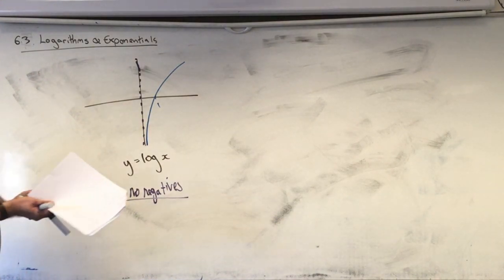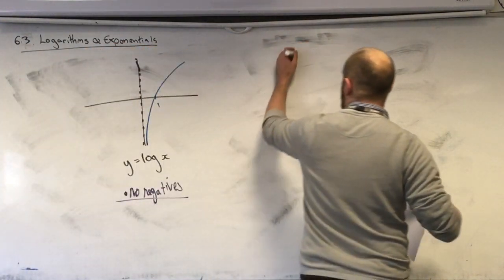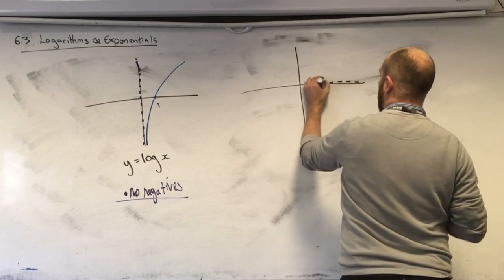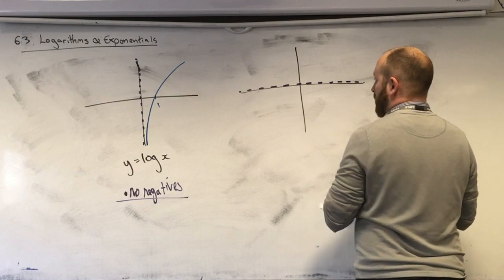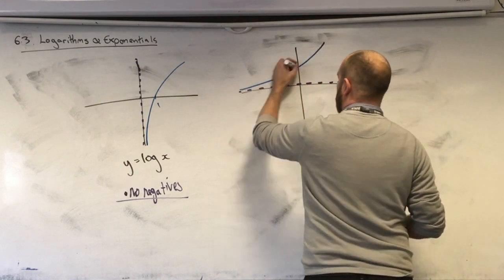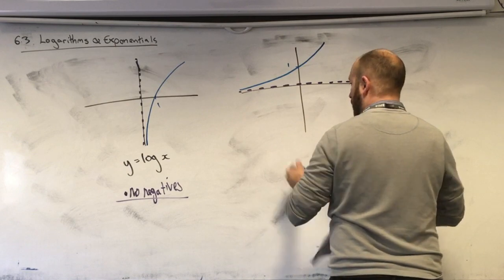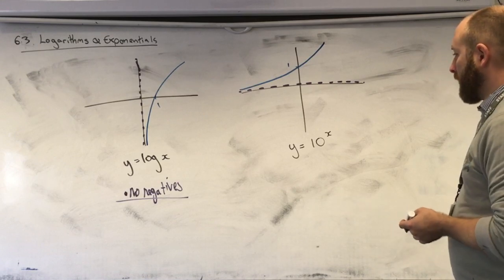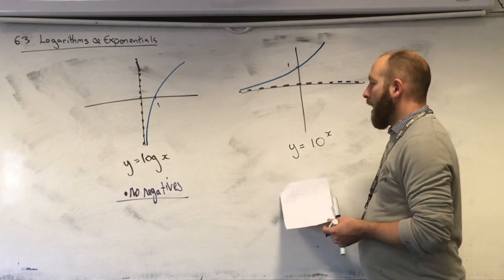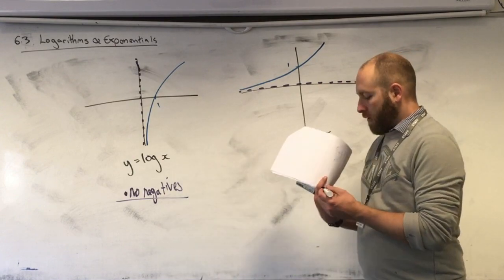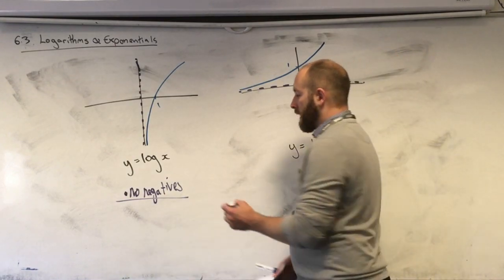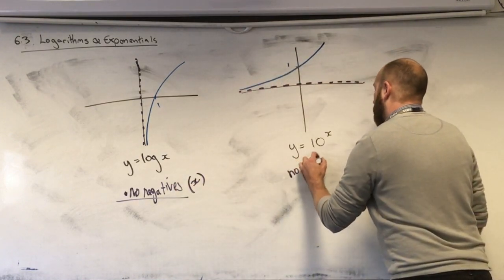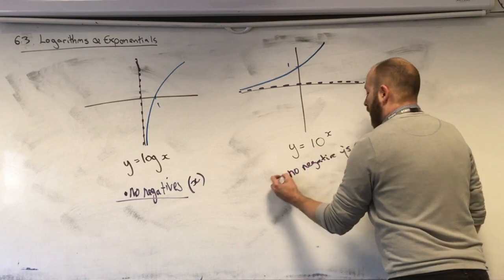The inverse of this, which kind of links in because it's an exponential, has an asymptote at y equals 0, and looks very similar. This is y equals 10 to the x, which is an exponential graph. And next week we'll be looking at a very particular exponential graph and a very particular log graph. Just to clarify here, no negatives, I mean no negatives in the x-axis. Obviously for this one there's no negative y's. That's the most important point.